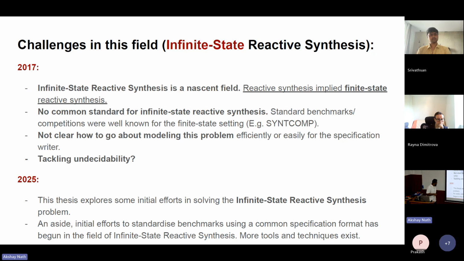In 2025, by now, this thesis explores some initial efforts in solving the infinite state reactive synthesis problem. Apart from this thesis, there is an initial effort going on to standardize benchmarks using a common specification format, and more. Of course, there are more tools and interesting techniques available in this domain.